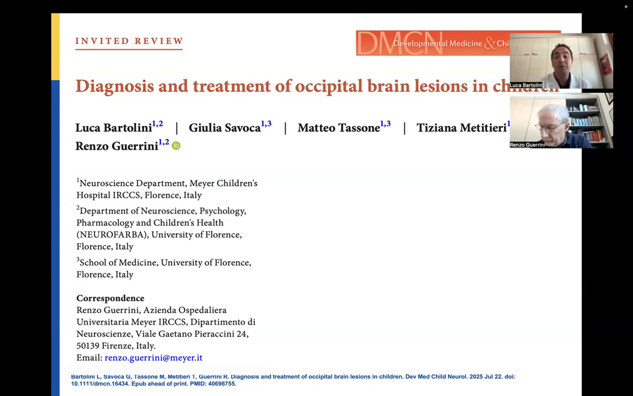One striking example is visual agnosia. This is when a child can see but cannot recognize objects. They may describe shapes or colors correctly, but fail to name or use familiar items. Recognizing this unusual presentation can be a crucial clue. Now, let's start by discussing some of the key aspects of the differential diagnosis and imaging features of these lesions.